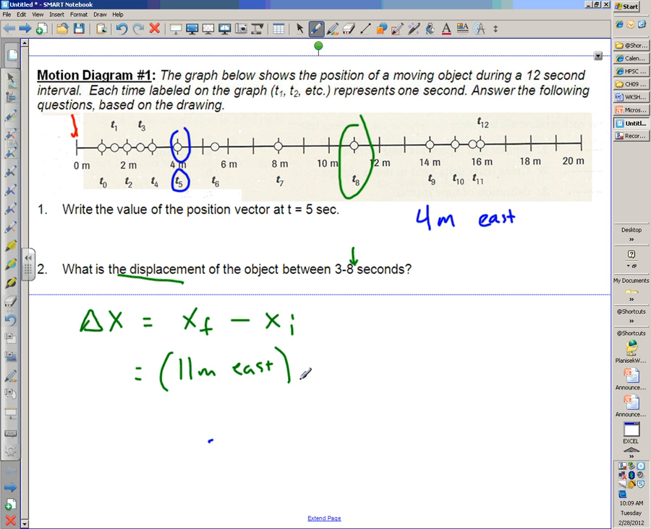Could do right as well. Why is that 11? So here's t equals 8, right? Okay, and then there's the dot at t equals 8, and it's at the 11 mark.